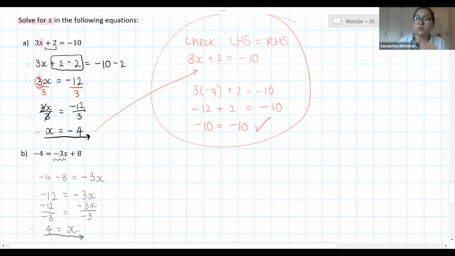Now, it is absolutely fine for you to write your answer as 4 equals x. It means exactly the same thing as x equals 4. If you want it to have the x on the left, that's fine. You can reorder it, but it means exactly the same thing. So it doesn't matter however you want to do it. And that's why I said it doesn't matter if you put the x on the left or on the right. You will get the same answer.